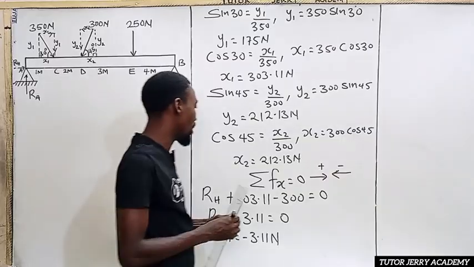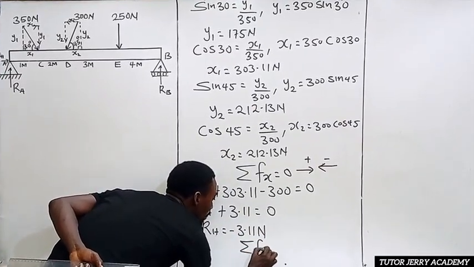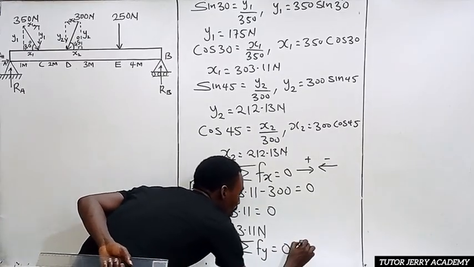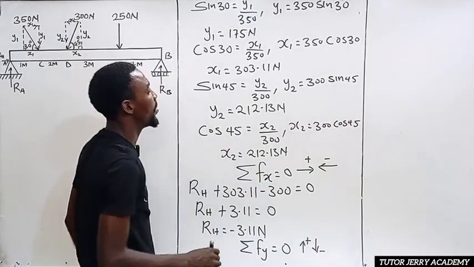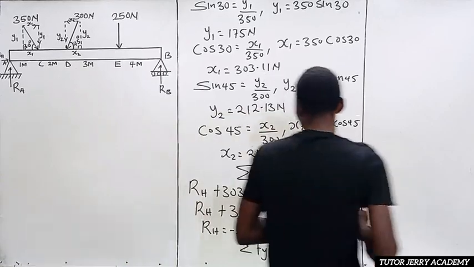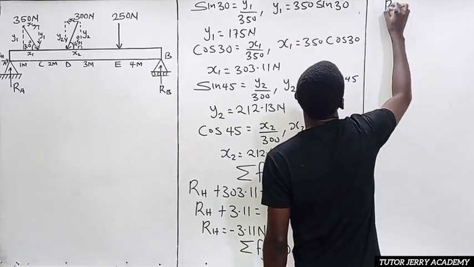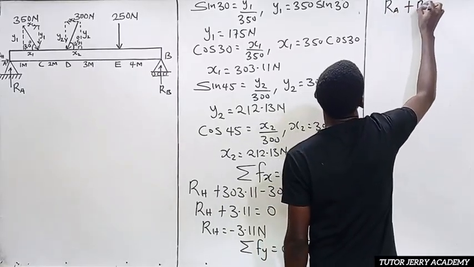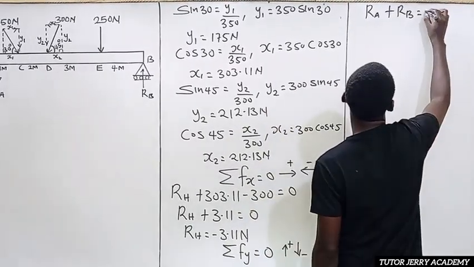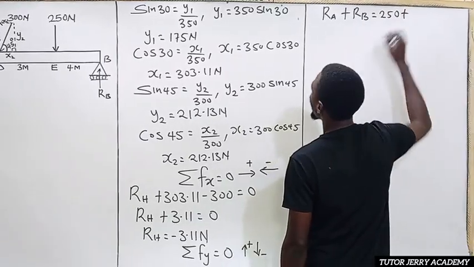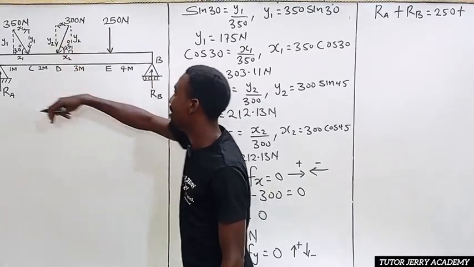So the next thing we are going to consider is the summation of vertical forces equals to 0. So we are going to take our upward force positive and our downward force negative. So now the sum of our upward forces, we are going to have arrow A plus arrow B equals to our downward forces, 250 plus Y2. Y2 is a downward force, Y1 is a downward force.